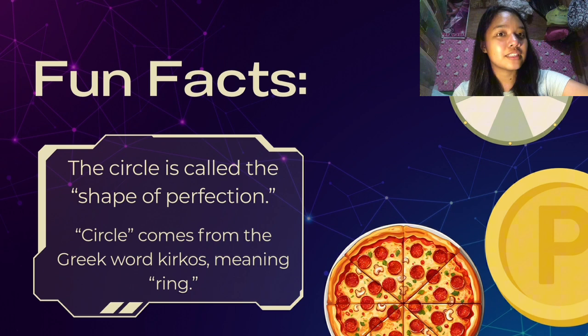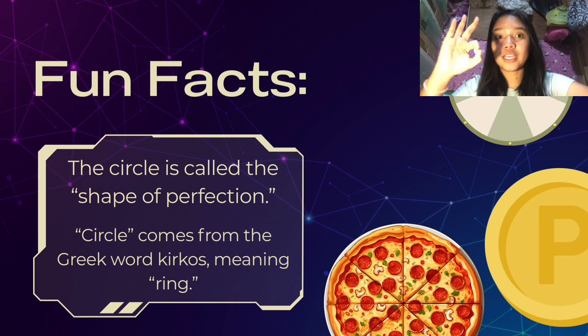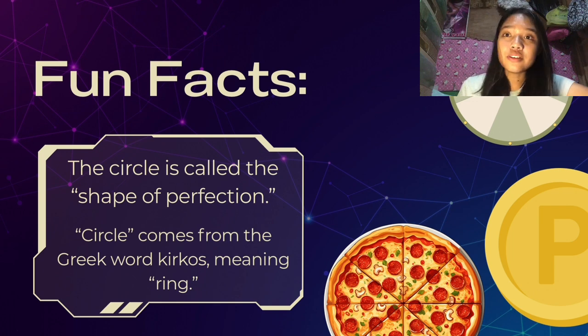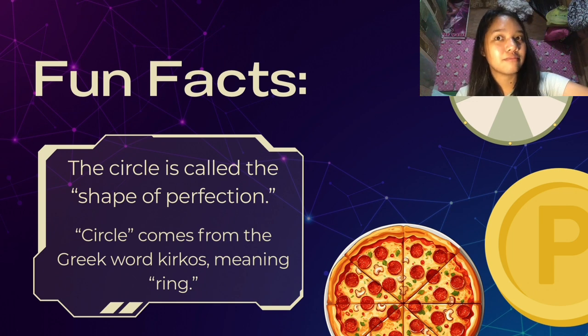Fun fact guys, the ancient Greeks called the circle kirkos, meaning a ring. Because they believed it represented perfection and eternity, like no beginning, no end. Just like your favorite TV series that never finishes, right?